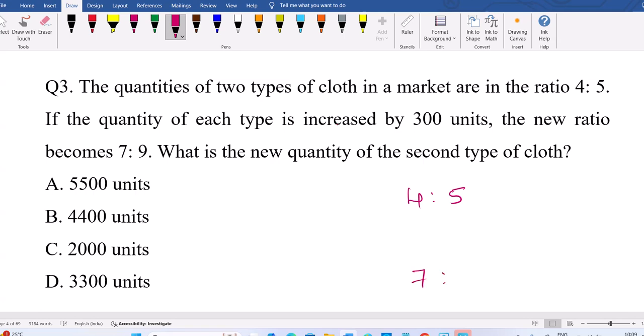Initially 4:5, then each one is added by 300. Now they're asking the new quantity of the second type of cloth. Two types of cloths are there. Each one is added by 300, then the new ratio is 7:9.